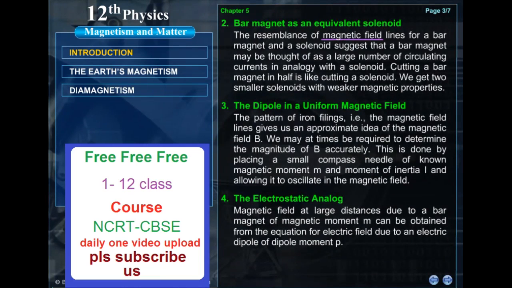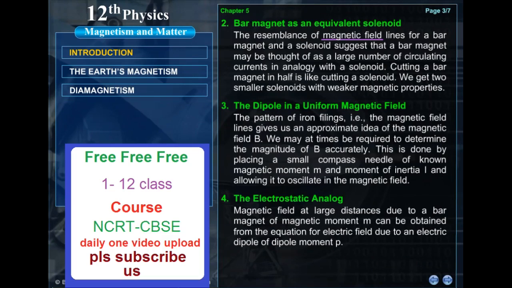Bar magnet as an equivalent solenoid. The resemblance of magnetic field lines for a bar magnet and a solenoid suggests that a bar magnet may be thought of as a large number of circulating currents in analogy with a solenoid. Cutting a bar magnet in half is like cutting a solenoid. We get two smaller solenoids with weaker magnetic properties.